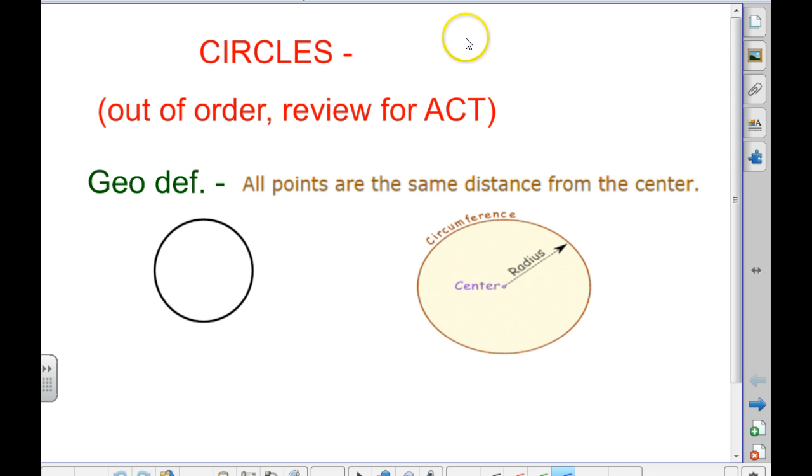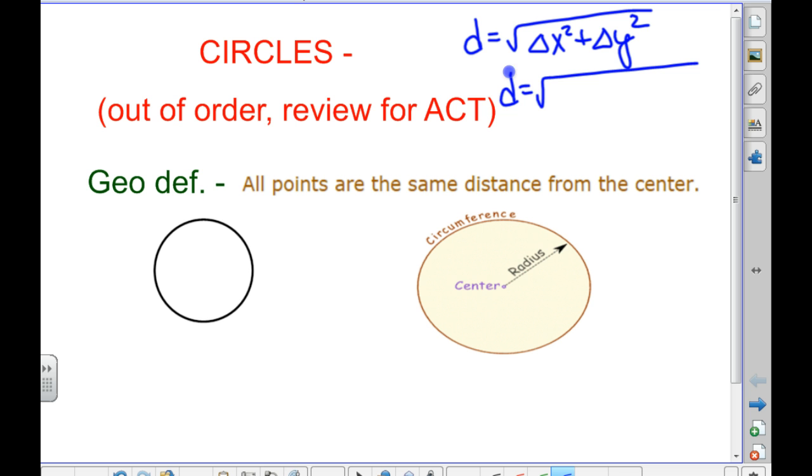Distance, midpoint, and slope. X squared, y squared, over square root of that. Distance is a big messy change in x. This is probably how you learned it. Okay? Everybody get distance?